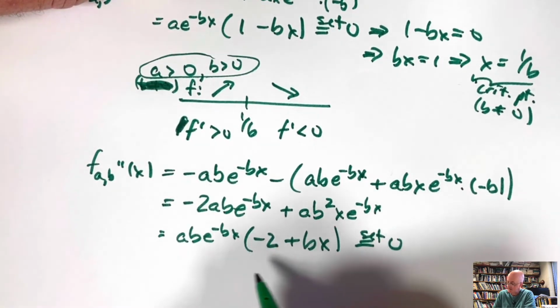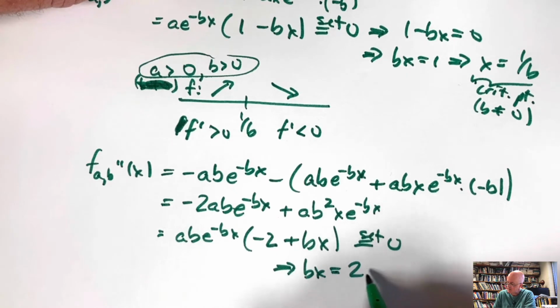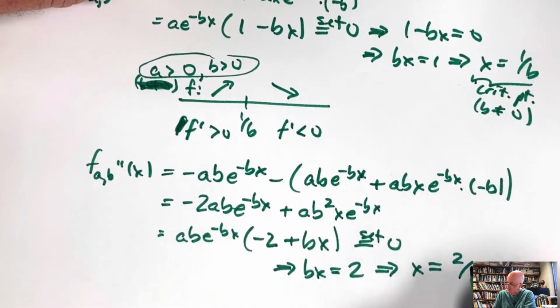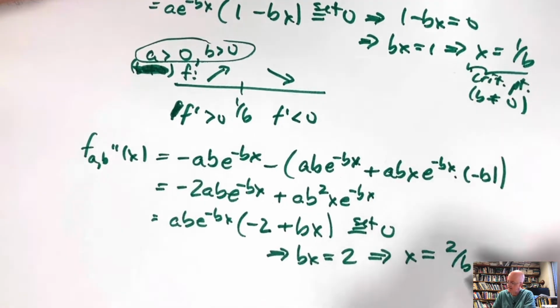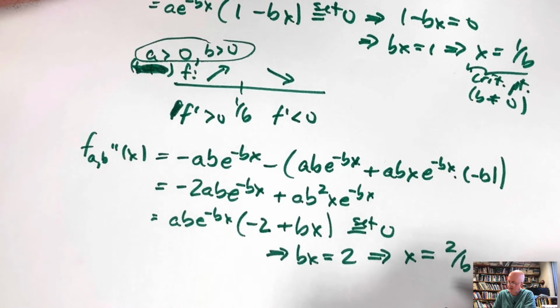That's never 0 as long as a and b are non-zero. So we only focus on when this is 0, so that's going to imply bx equals 2, which means a possible inflection point at x equals 2 over b, twice the value of the critical point. And it will be an inflection point when a and b are positive. The second derivative will change sign. It is an inflection point when a and b are positive, at least.